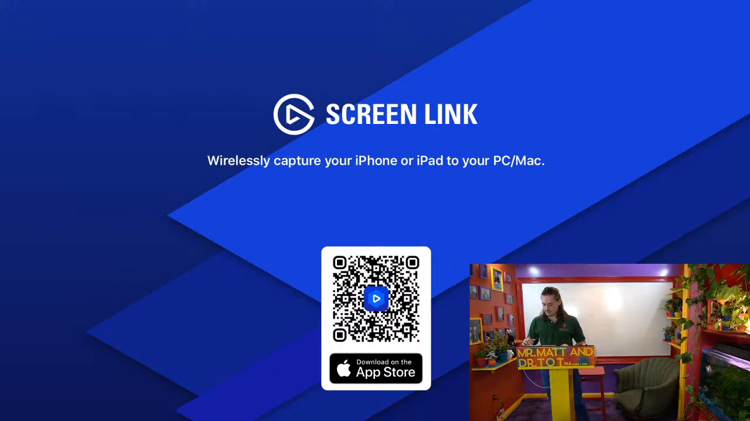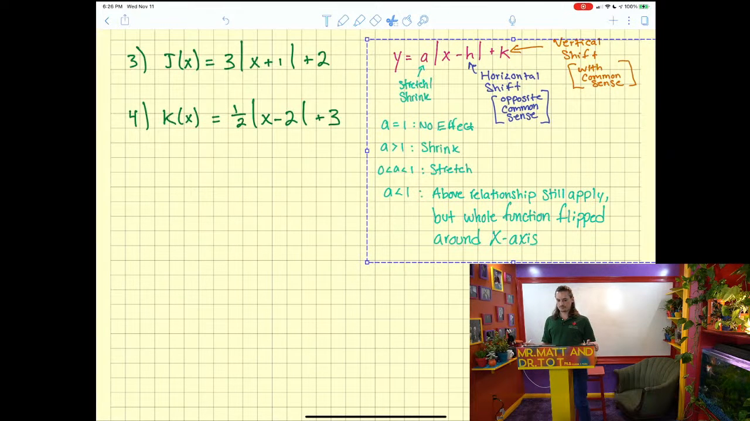Oops, I'm sorry, my iPad disconnected there. Let me reconnect. My bad. Sorry about that.